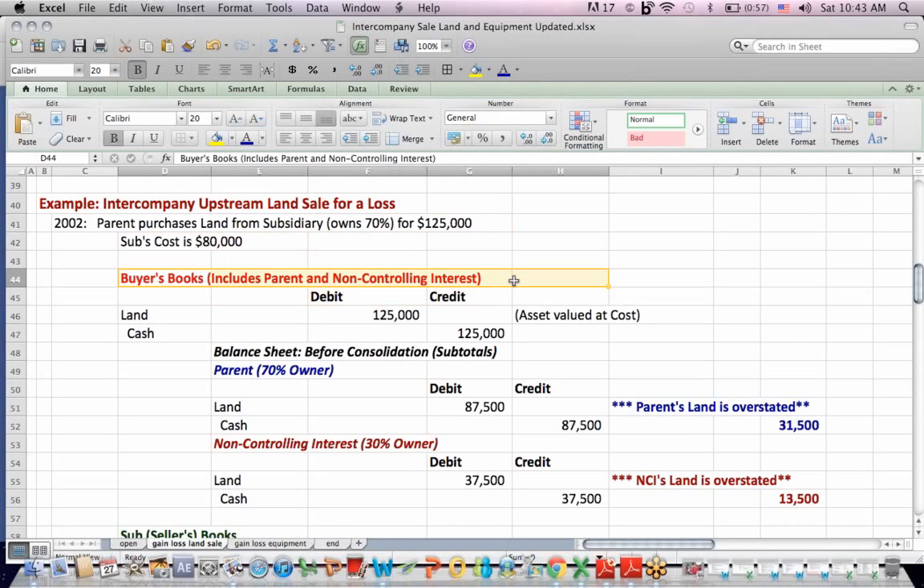On the buyer's books, and I put here in red that this includes both the parent and the non-controlling interest. Somebody else, a single person or a group of people, owns the other 30% of the sub. The buyer puts land on their books at their cost, $125,000. Cash is credited for $125,000.